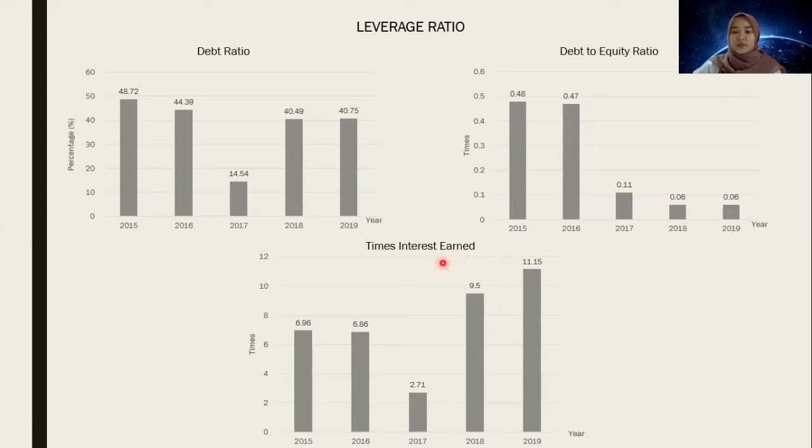While for times interest earned, the higher the ratio showed the better performance of this company. The highest times interest earned was recorded on 2019 at 11.15 times. And this means that the company is able to meet the interest payments, or in other words, it is able to pay the interest, and the extent to which earnings can decline without resulting in financial embarrassment.